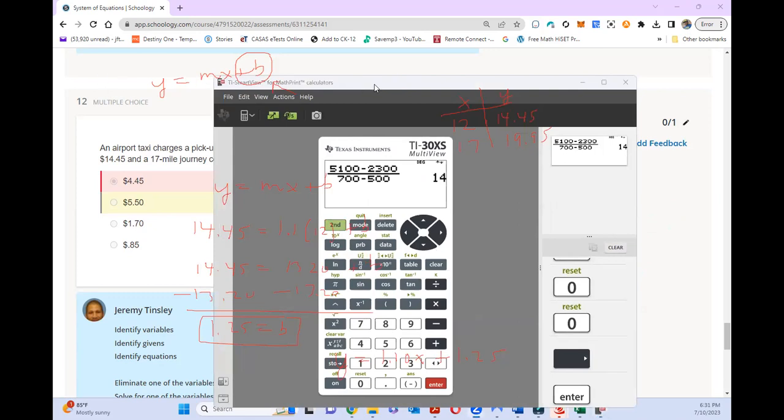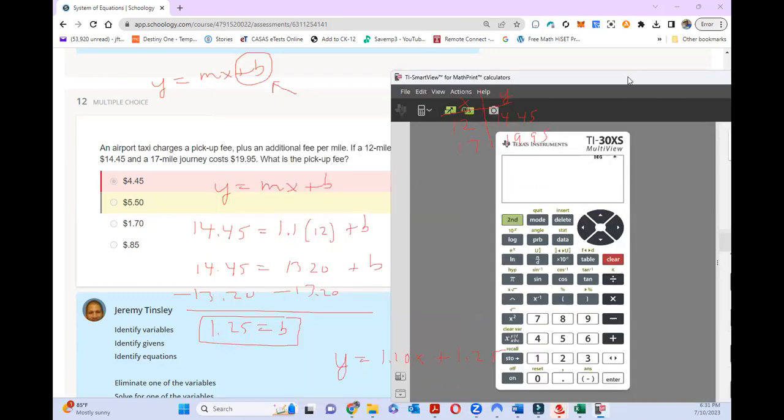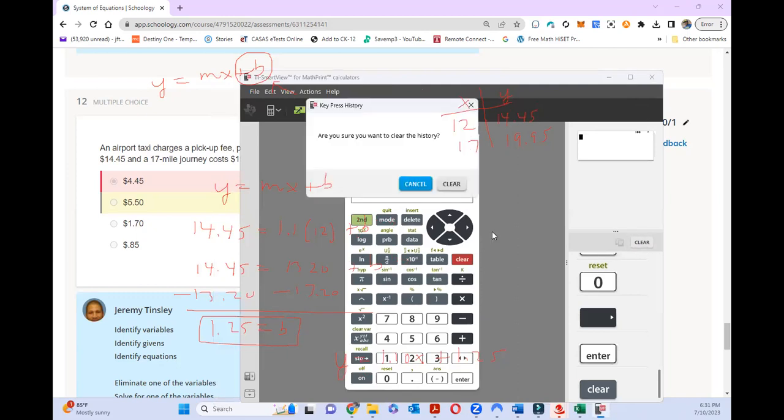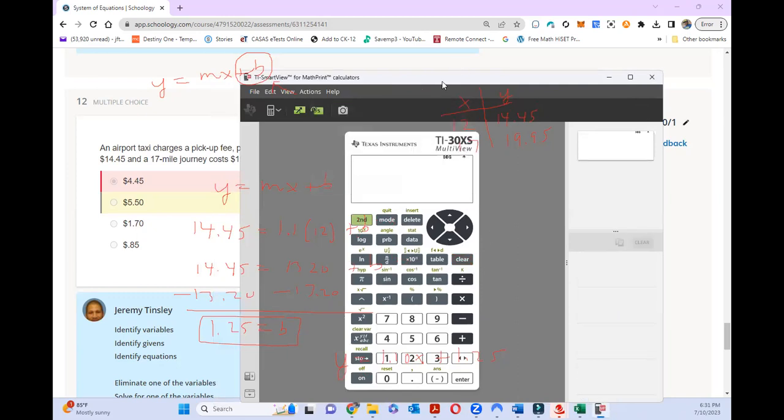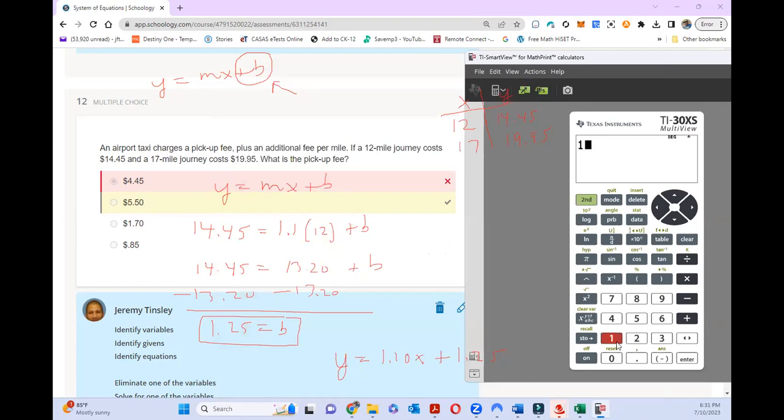Again, you're learning to use your calculator. It should be your last step because this is how you check your work, right? So watch this. 110 times 12 plus 125. We should get 1445. Do we? Yes, we do. 110 times 17 plus 125. We should get 1995. Do we? There you go.